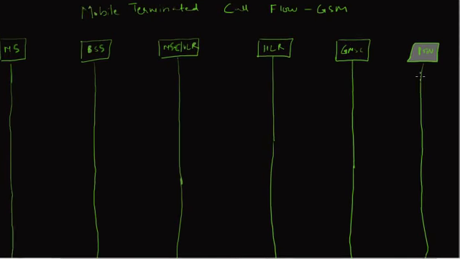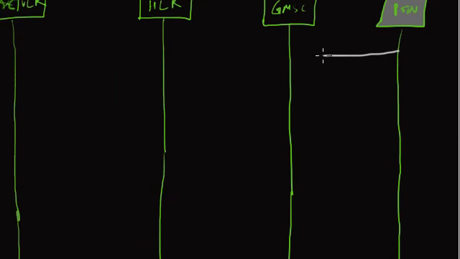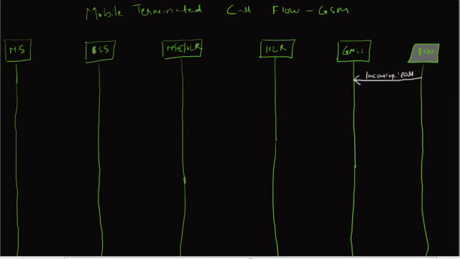The incoming call is routed to the gateway MSC. How does it know which gateway MSC to be routed to? It looks at the MS-ISDN number, the NDC, network destination code of the MS-ISDN number. It knows which gateway MSC to be routed to.